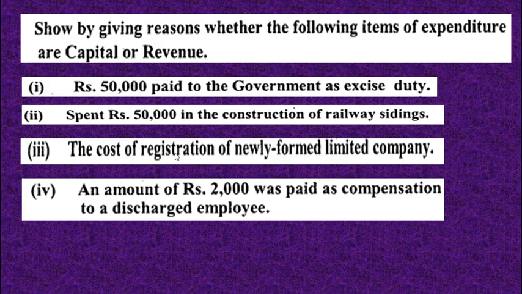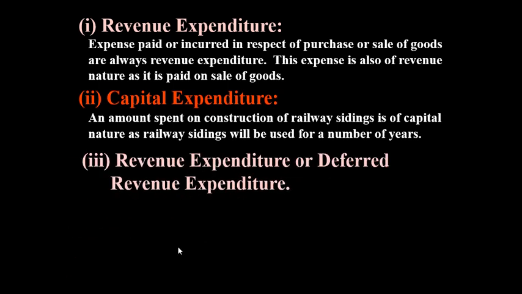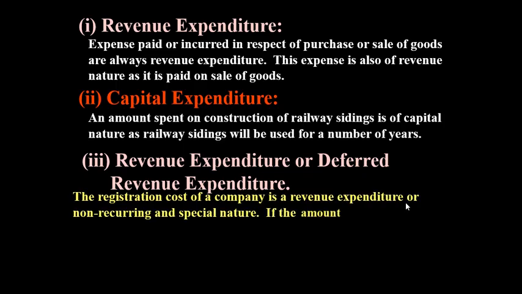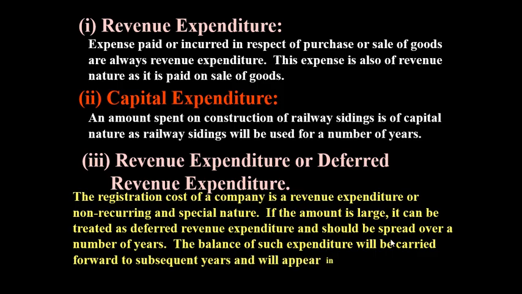3. The cost of registration of a newly formed limited company. Revenue expenditure or deferred revenue expenditure. The registration cost of a company is a revenue expenditure of non-recurring and special nature. If the amount is large, it can be treated as deferred revenue expenditure and should be spread over a number of years. The balance of such expenditure will be carried forward to subsequent years and will appear in the balance sheet as an asset.